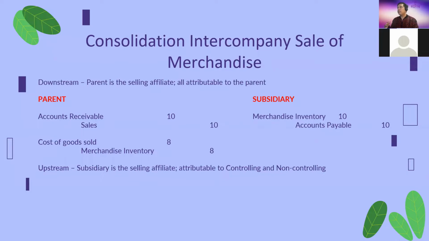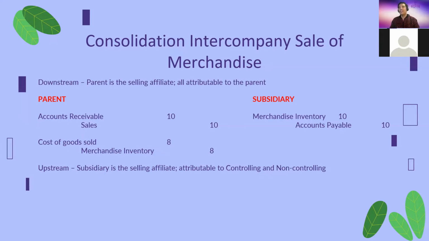So consolidation and intercompany sale of merchandise, we have downstream and upstream. Basically, class, you don't have to memorize this. Imagine you have the parent and the subsidiary. If the parent sells to the subsidiary, it's downstream. So from parent down to the subsidiary. Now, if the subsidiary sells to the parent, it's upstream. So that's just so that, given the many definitions in accounting, it's at least reduced.